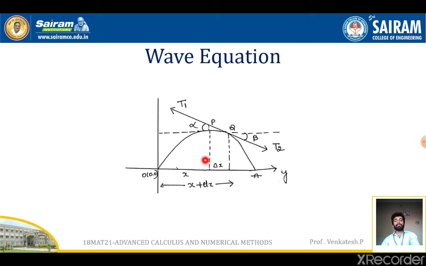Now we can observe that the distance from the origin to the point P will be x, and since the distance from P to Q is delta x, the distance from O to Q will be x plus delta x.